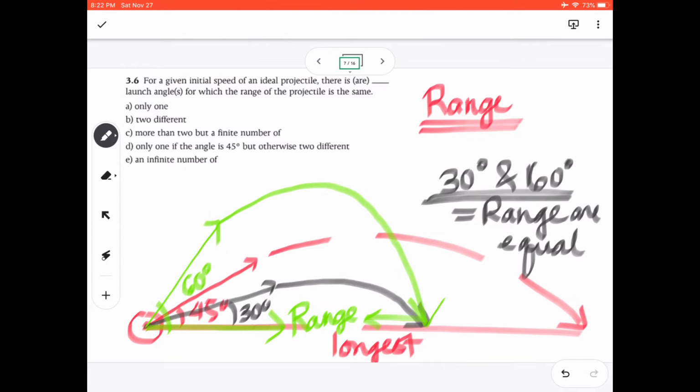Therefore, the answer here will be only one if the angle is 45, but otherwise two different. Okay, two different angles, if they are complementary, it will give you the same range. But 45 degrees, because it's a complement to itself, 45 plus 45 is equal to 90, you'll get the same range as well. But 45 degrees will give you the longest range.